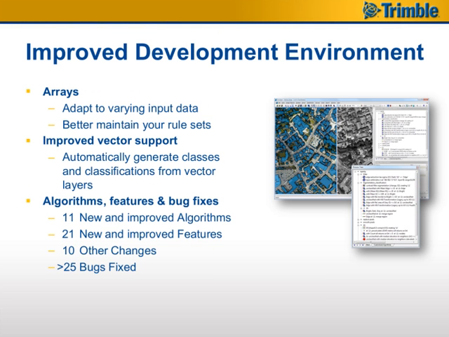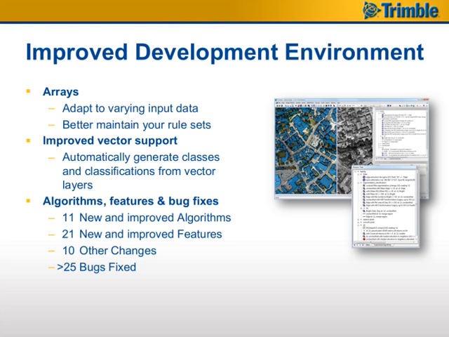Another aspect of the new version is the improved development environment. The new array concept in eCognition gives developers the possibility to create flexible rule sets, which are responsive to different input information, like unknown class names, unknown layer names, etc. Furthermore, arrays allow better rule set maintainability.